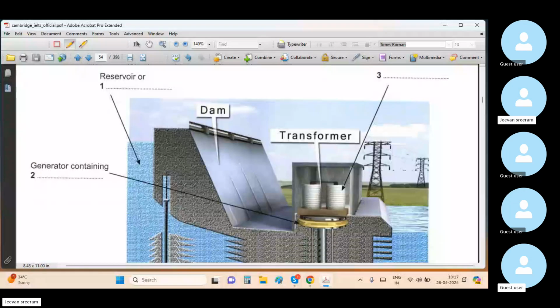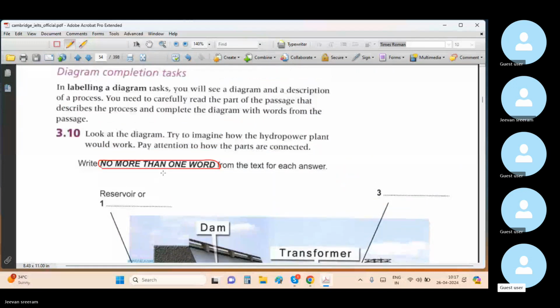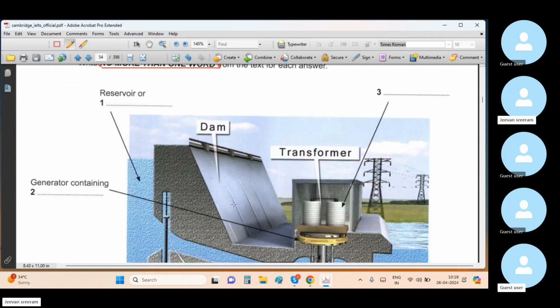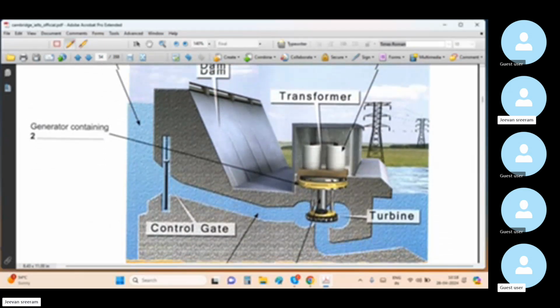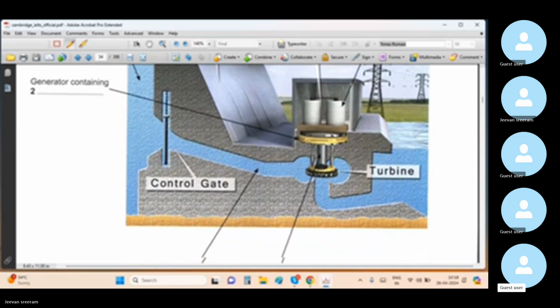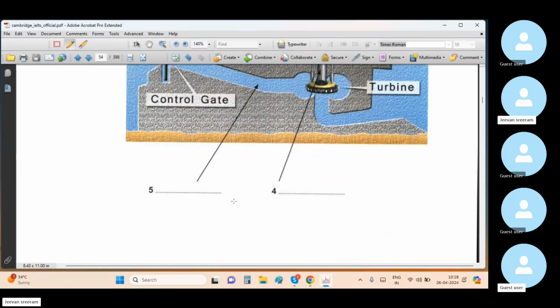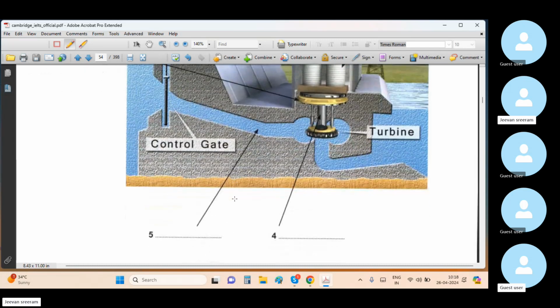Page number 53, if I am not wrong, you can find the labeling the diagram question type, right? Labeling the diagram tasks, diagram completion tasks. You can see power plant structure or something of that sort, right? Hydropower plant, right? Prior knowledge about hydropower plant is definitely useful to answer this and get more questions correct.